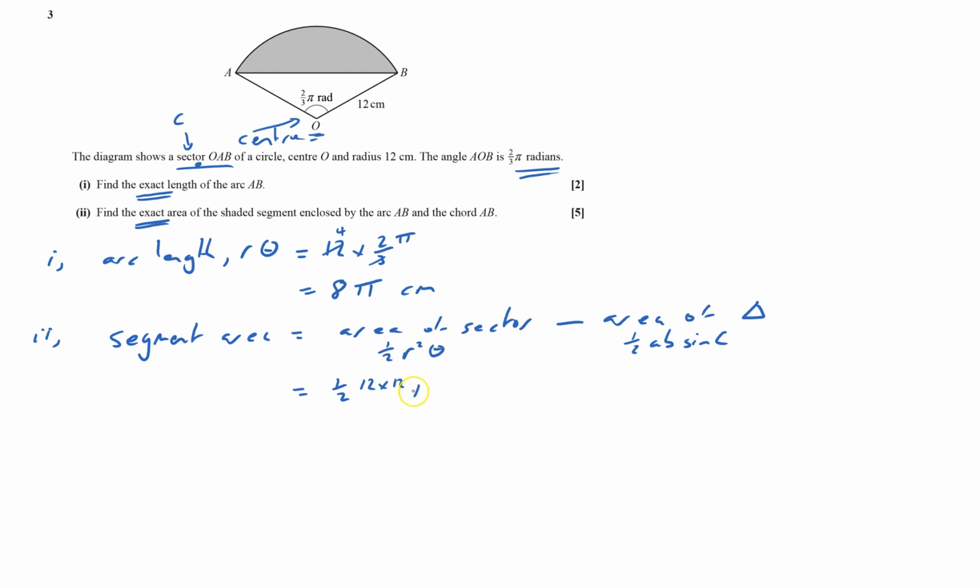times by the angle, so that's times by 2 pi over 3, and then I've got to take away half of two sides times together, so that's 12, and I've got this one here, which is 12, so I'm going to put 12 times 12, times by sine of the angle between them, which is 2 pi over 3.